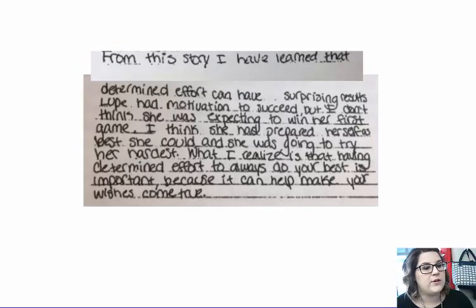Here's our next one. From this story, I've learned that determined effort can have surprising results. Lupe had motivation to succeed, but I don't think she was expecting to win her first game. I think she had prepared herself as best she could, and she was going to try her hardest. What I realize is that having determined effort to always do your best is important because it can help make your wishes come true. So again, super specific up here. They're restating the thesis by talking about determination and determined effort. They're talking specifically about the story, but then suddenly they zoom back out, applying it to life in general, not the story.